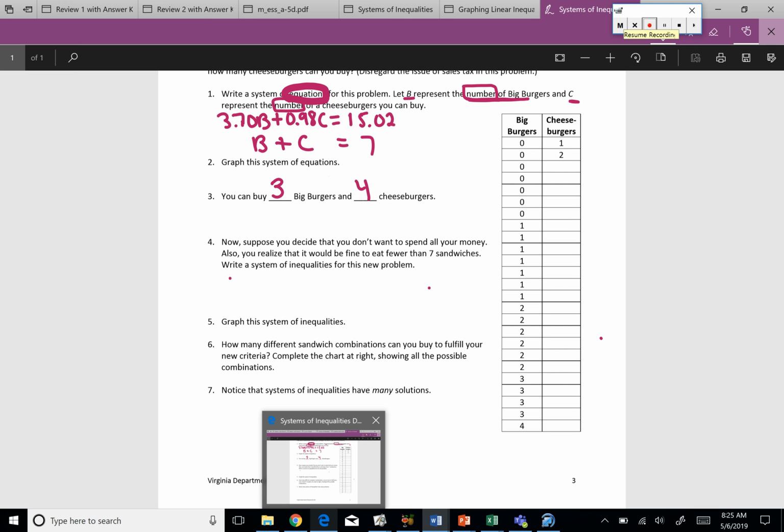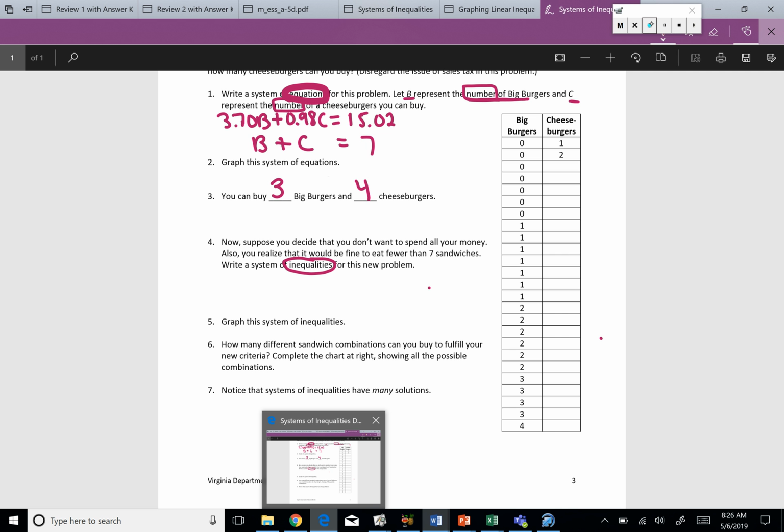All right, so now it says, step number 4. It says, now suppose you decide you don't want to spend all your money, and you also realize that you would be fine to eat fewer than 7 sandwiches. That's a lot of sandwiches. I don't think I could put 7 cheeseburgers away on my best day. So we don't want to spend all of our money, and we don't want to eat 7 sandwiches. So we're going to change our system of equations with the equal signs to a system of inequalities. So when we see inequalities, now we're switching gears and thinking of greater thans and less thans and greater than or equal to, less than or equal to.